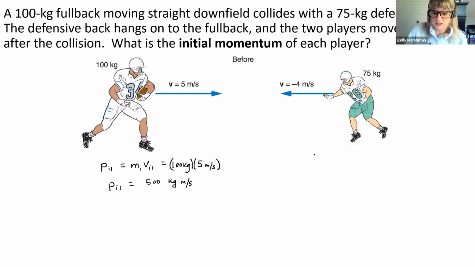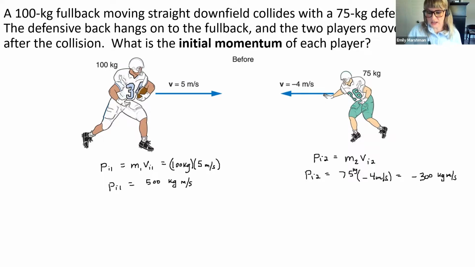For player 2, the initial momentum is going to be the mass of player 2 times the initial velocity of player 2. His mass is 75 kilograms. He's moving at 4 meters per second to the left. Okay, so let's call to the left negative velocity. So his initial momentum is negative 300 kilogram meters per second. The negative sign just tells me that his momentum is to the left.